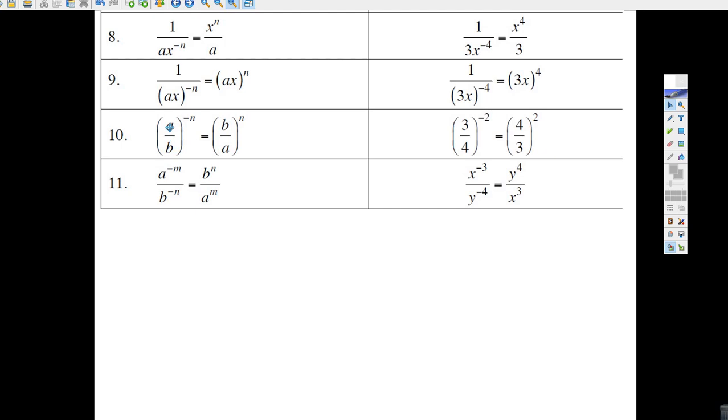This is one last one that's really good. If you've got a fraction and it's negative, well, it's 1 over that thing to the positive. Well, what does that mean? It means you should tip A over B. You can just turn it upside down.